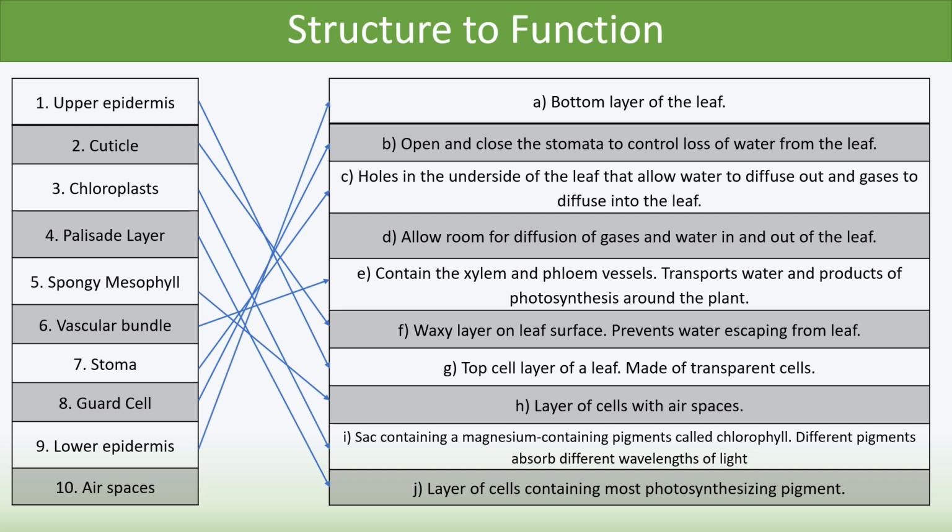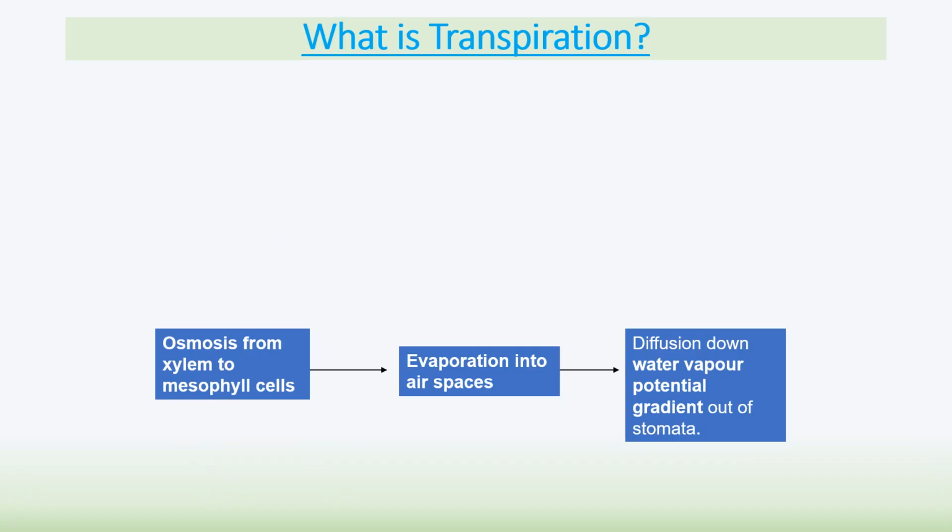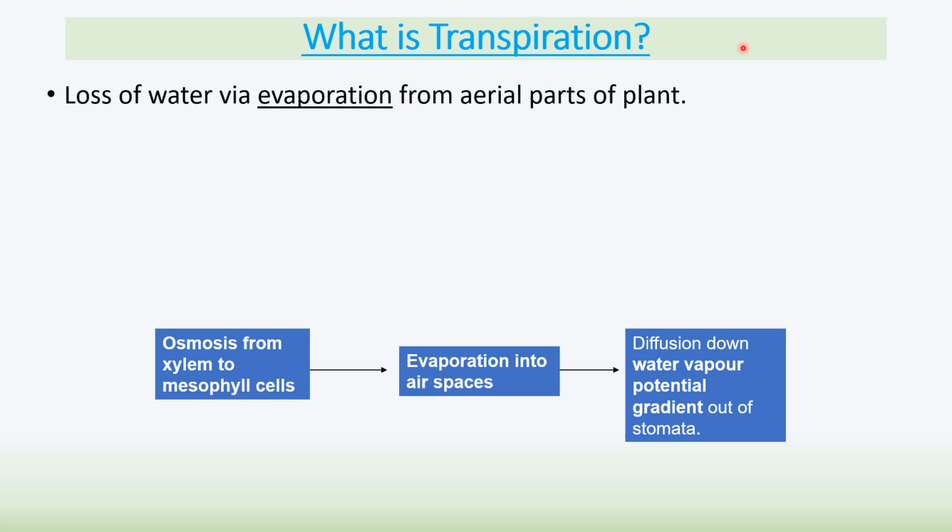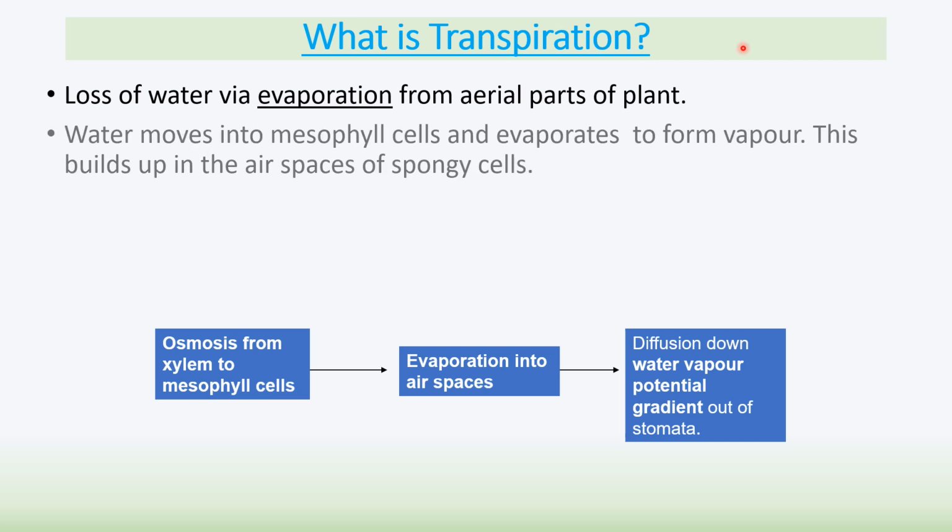The lower epidermis is the bottom layer of the leaf, and the air spaces are areas allowing diffusion of gases through the leaf to the palisade mesophyll cells for photosynthesis. So, transpiration, and we need to know what this term means. It is the loss of water evaporated from the aerial parts of the plant. So the water is evaporated in the leaf and lost through the stomata.